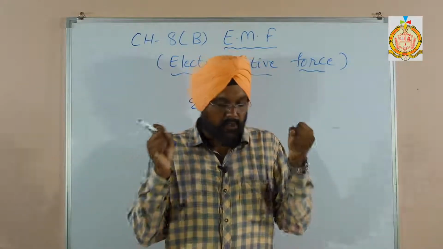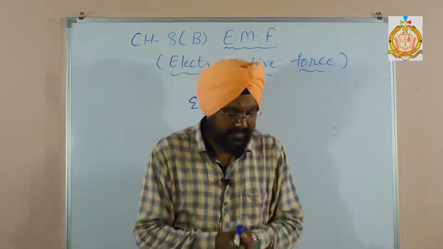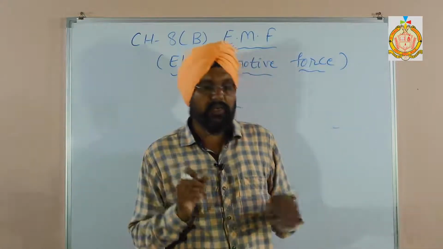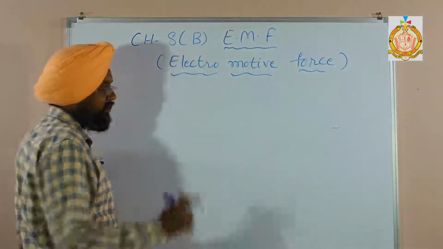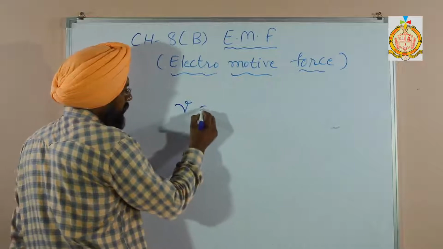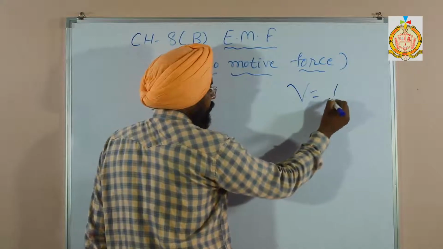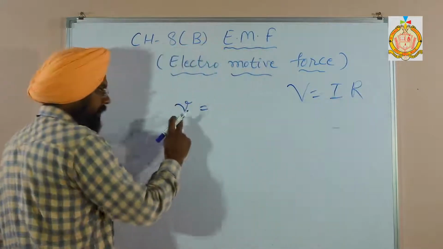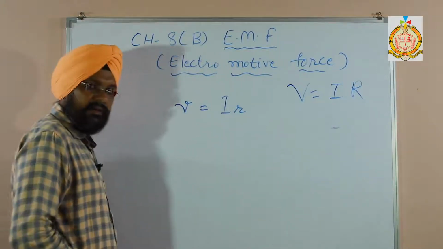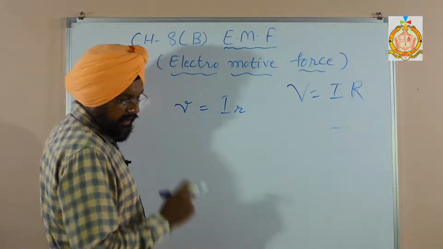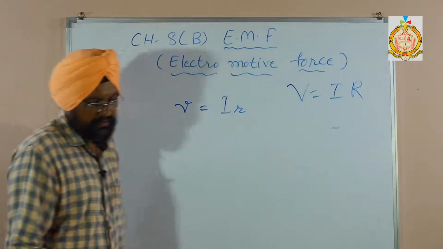So the resistance offered by the electrolyte inside the cell to the flow of current is called internal resistance. Internal resistance is denoted by small r. We have the same formula as Ohm's law. Ohm's law is V equals IR. Here also, small v is equal to I into small r, where small r means internal resistance. So the relationship between the EMF, terminal voltage, and internal resistance is important.